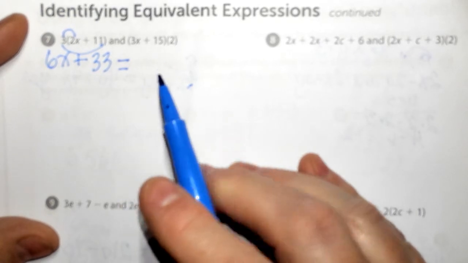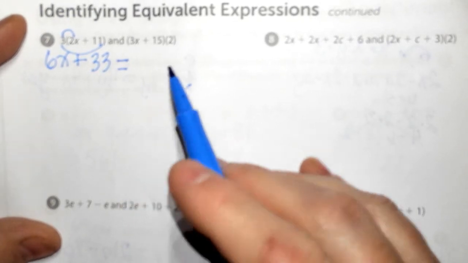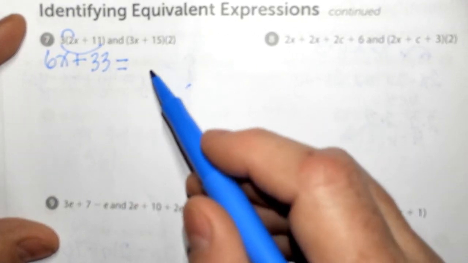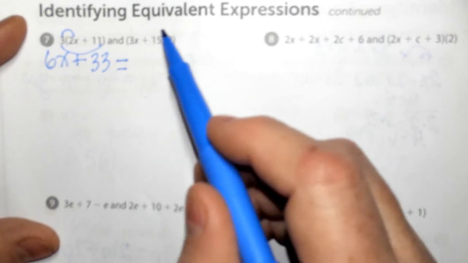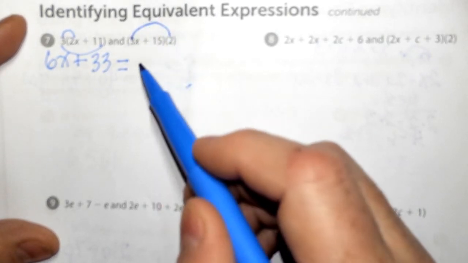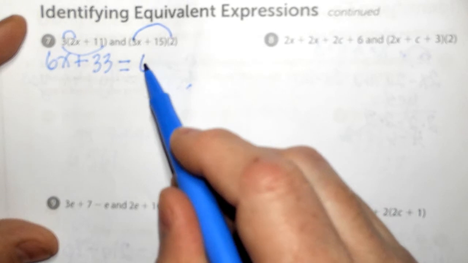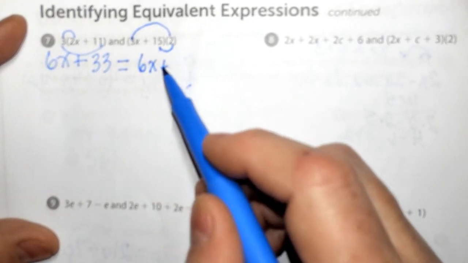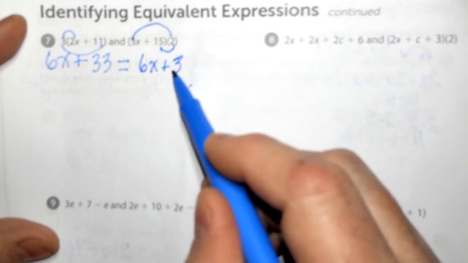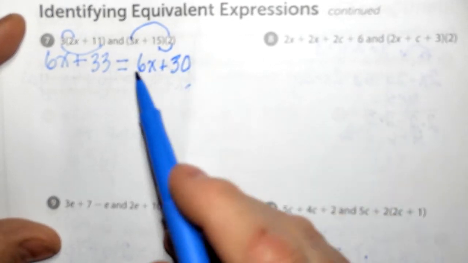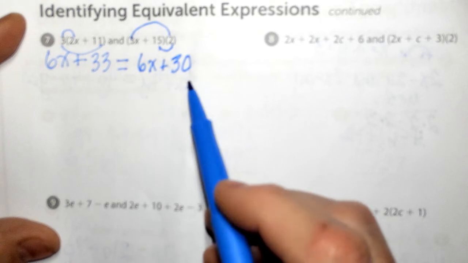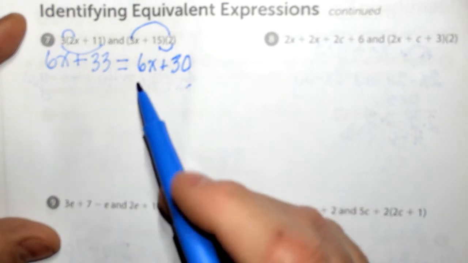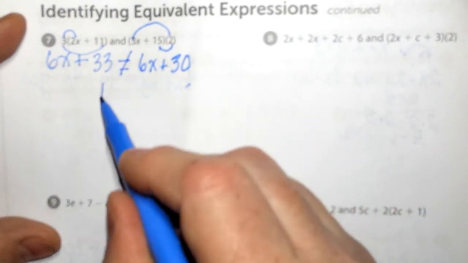Still a little blurry, but maybe it'll catch up with me here. So we have 3x times 2, which is 6x, plus 2 times 15 is 30. So no, they're not the same thing. We have 33 here, 30 here, and 6x is the same, but that is not, so no, it's not equivalent.